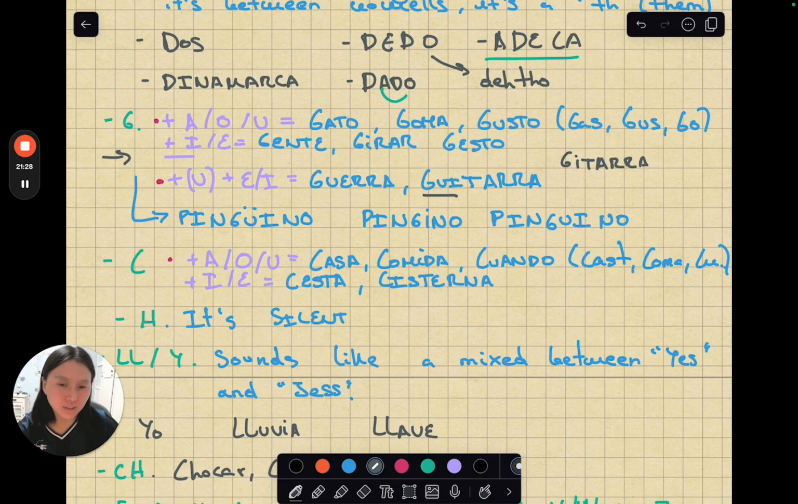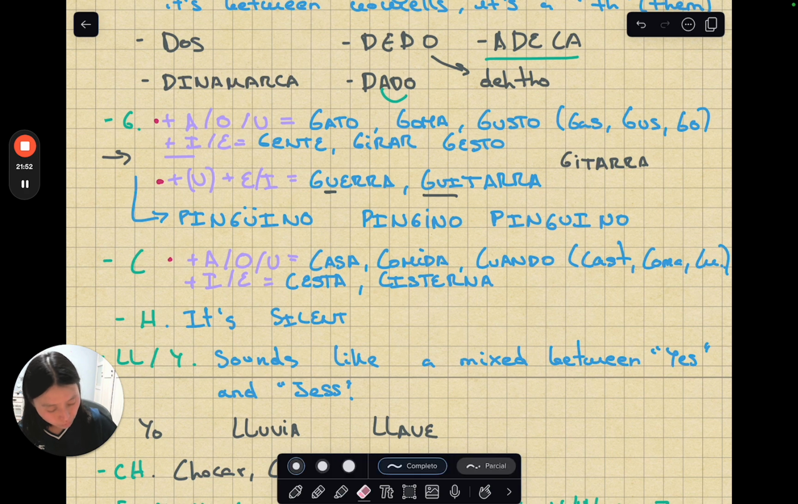So what do we do in these cases? In these cases, we add a u here, but this u does not sound. It doesn't sound. The u is there just to tell us that the g is going to be pronounced as a g. Just because of that. Okay? So you would have guitarra, guerra.